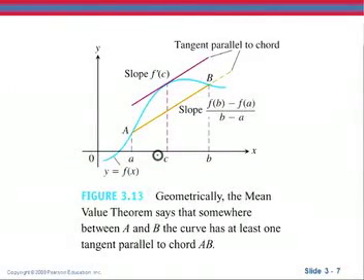Now look at this picture between the point a, f of a, and b, f of b. You can see that secant line there. Then at some point between there is going to be a point where the tangent is parallel to that. Now, it could be more than one, but at least one place the tangent is going to be parallel to that chord between a and b.